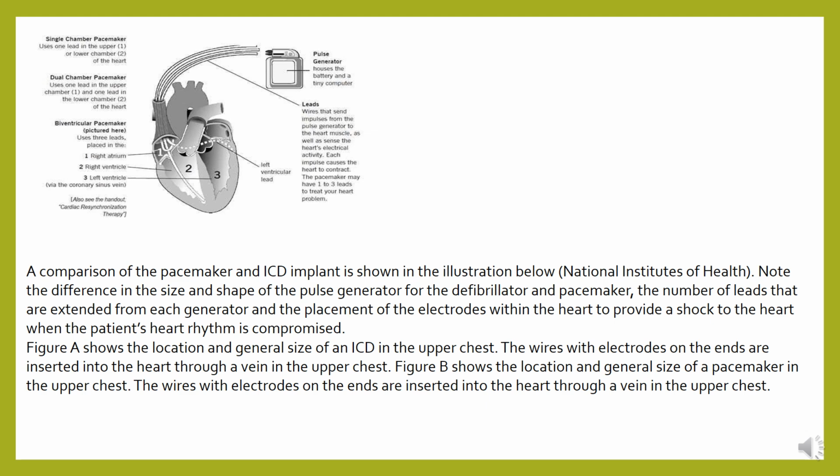Figure A shows the location and general size of an ICD in the upper chest. The wires with electrodes on the ends are inserted into the heart through a vein in the upper chest. Figure B shows the location and general size of a pacemaker in the upper chest. The wires with electrodes on the ends are inserted into the heart through a vein in the upper chest.